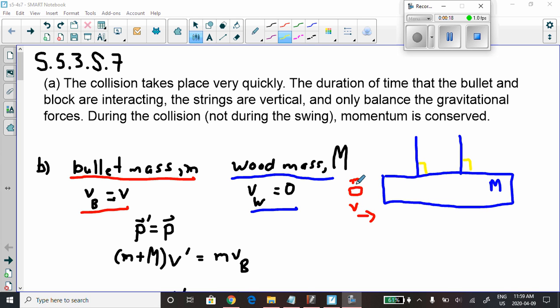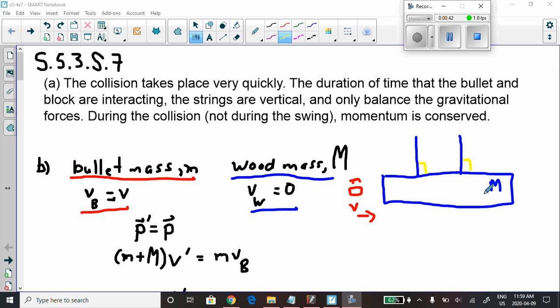Its mass is little m, and it's about to hit this piece of wood that's being held up by these two strings, and the strings are 90 degrees to the piece of the wood. The strings are straight up and down, completely vertical, and the wood has a mass big M. It's not moving.